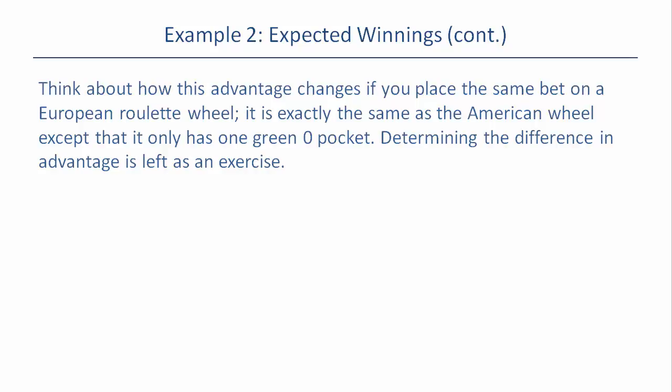So instead of 18 over 38, it's going to be 18 over 37. And I know that doesn't seem like a lot, but it does actually change things. And so you could calculate your expected value on that machine. It's still going to be negative, right? Because they still got to make money.